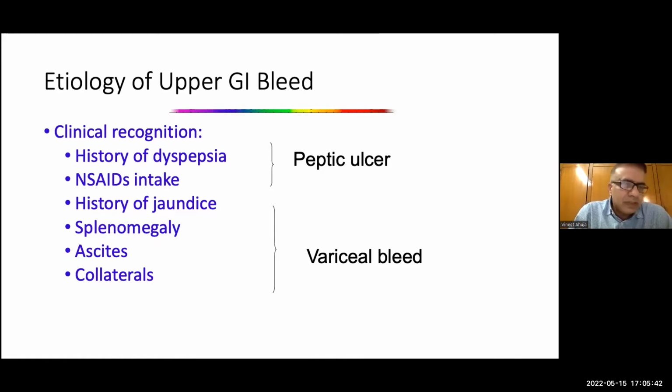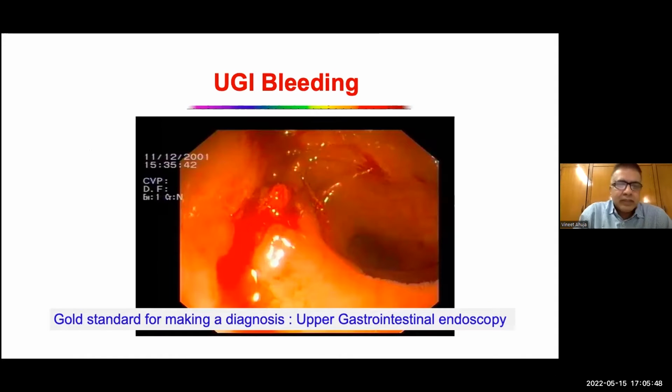However, if the patient gives history of jaundice, has ascites, has presence of splenomegaly, then you know that you're dealing with a patient with variceal bleed. What is the gold standard for making a diagnosis? The gold standard for making a diagnosis is upper GI endoscopy.